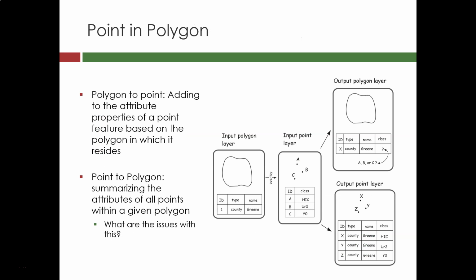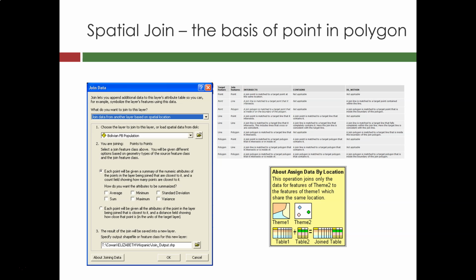Point and polygon analysis involve adding to the attribute properties of a point feature based on the polygon in which it resides. What happens when you have multiple points in the same polygon? In spatial join, you can count and summarize. This is basically the theory behind spatial join. Spatial join, the basis of point and polygon. Again, a reminder that spatial join is a type of table join operation in which fields from one layer's attribute table are appended to another layer's attribute table based on the relative locations of the features in the two layers.